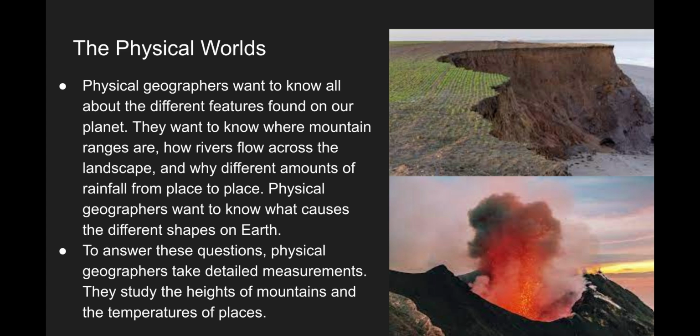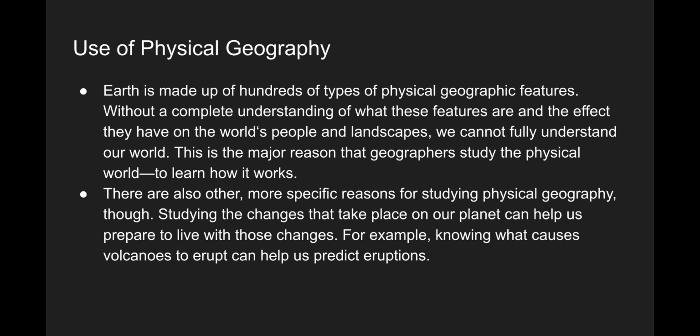Here's an example. The physical world. Physical geographers want to know all about the different features found on the planet. They want to know where mountain ranges are and how they're built, how rivers flow across the landscape, and why there are different amounts of rainfall from place to place. Physical geographers want to know what causes different shapes on Earth. To answer these questions, physical geographers take detailed measurements and study the height of mountains and temperatures of places.